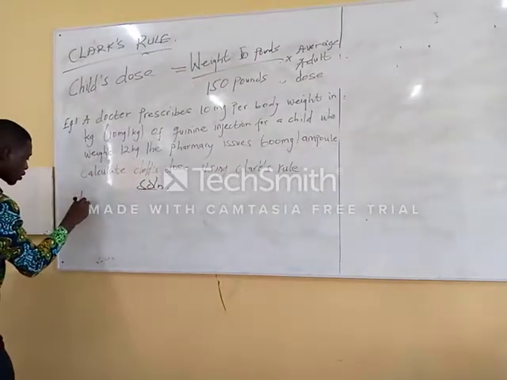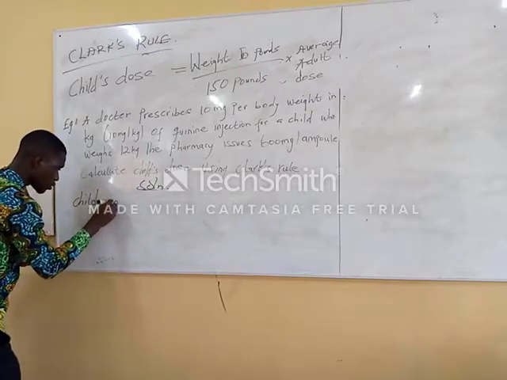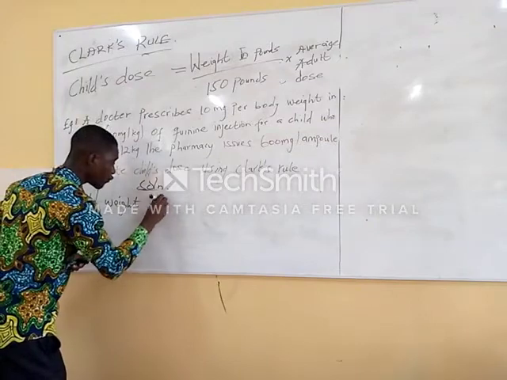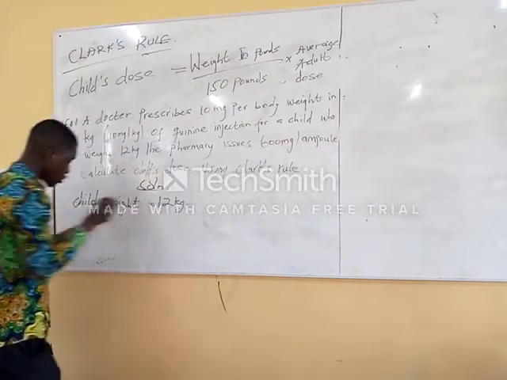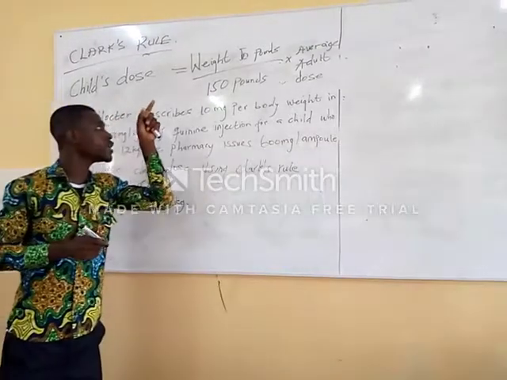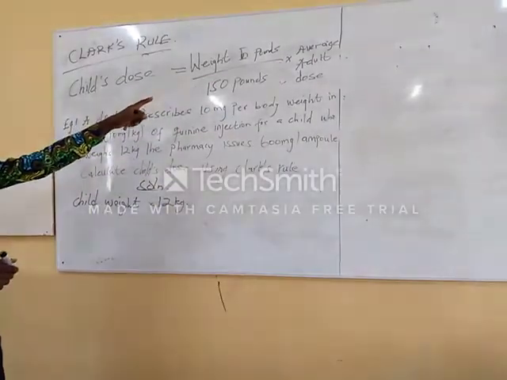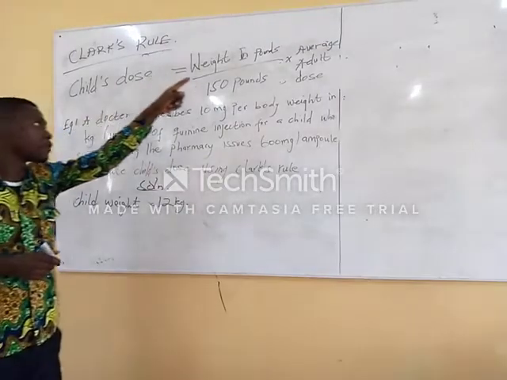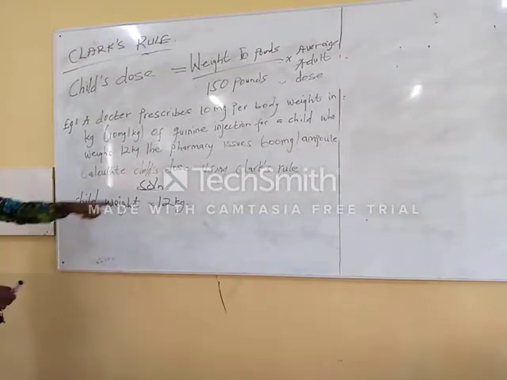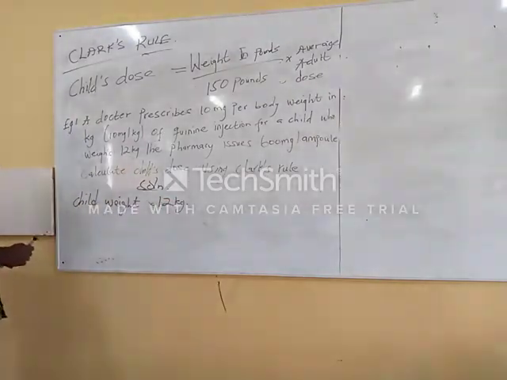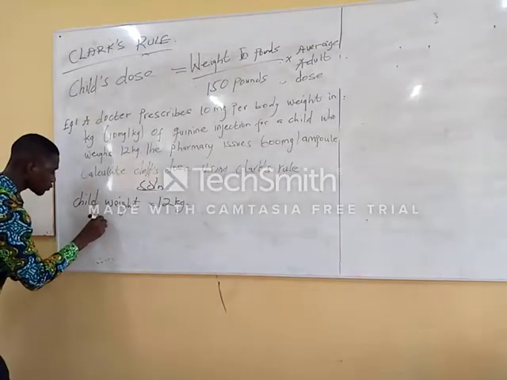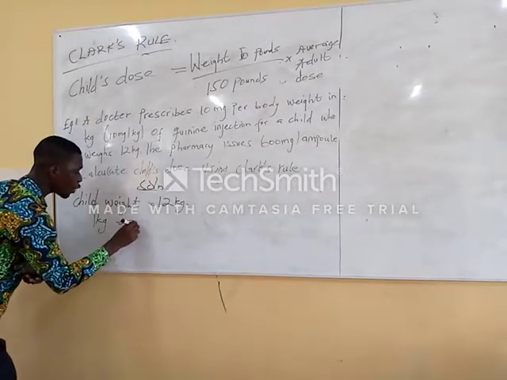Child's weight is equal to 12 kg. But the formula tells us that it should be in pounds. It should be in pounds. So we are going to convert the kilograms to pounds. From conversion of values, 1 kilogram is equal to 2.2 pounds.